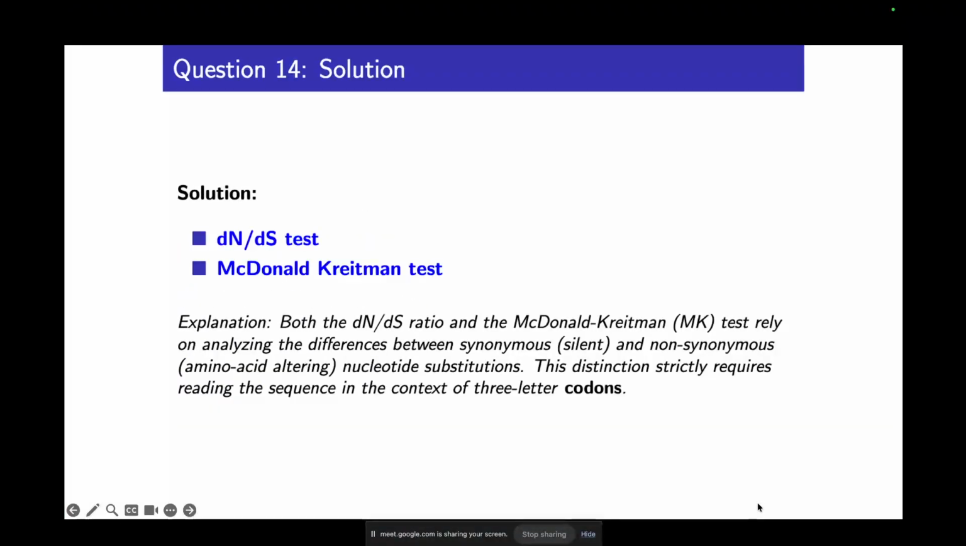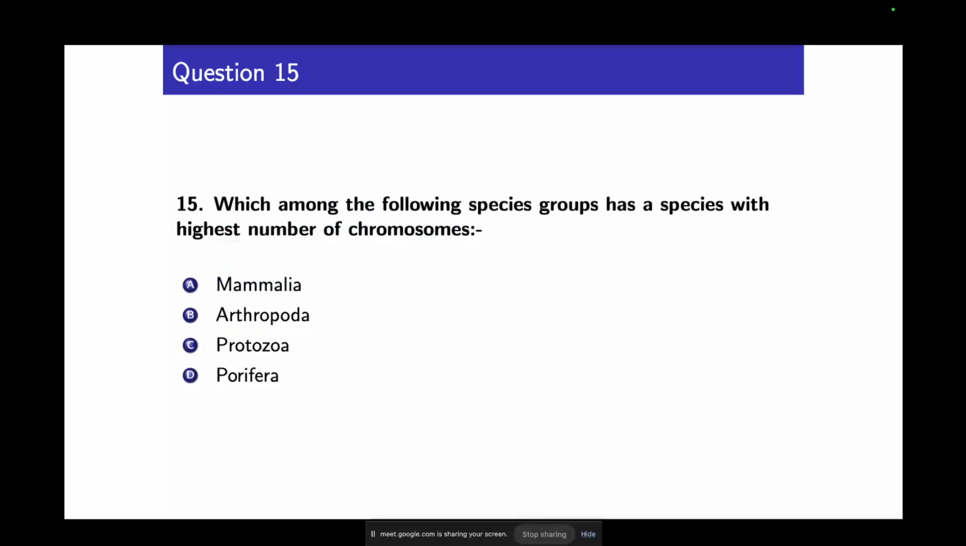Yeah. So these are the two tests that rely on non-synonymous versus synonymous. The non-synonymous has to be present in the codon, otherwise that does not make sense, right? So, yeah, moving on.